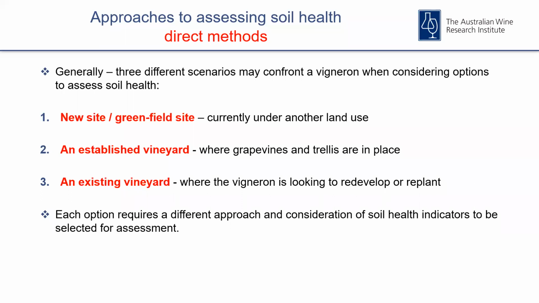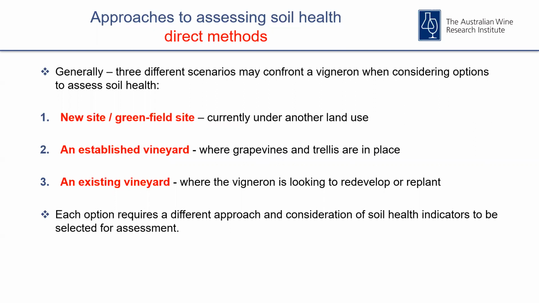If I switch now to approaches for assessing soil health and the direct methods, generally there are 3 different scenarios that may confront a producer when considering options to assess soil health. You might be in a situation where you've got a brand new site, a greenfield site, that has never had grapevines on it, so there's a different frame of reference in thinking about your assessment of soil health. You might be in an established vineyard where you've got grapevines and trellis in place, and again, it's a different set of indicators you might be thinking of here.